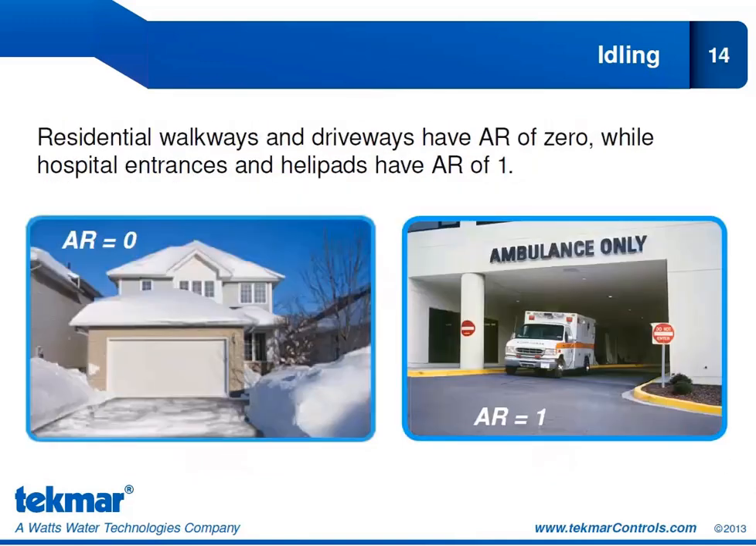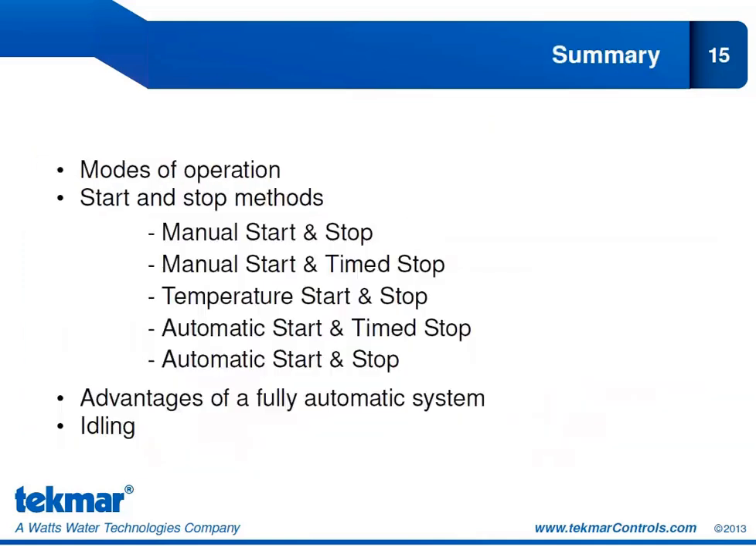So to take a look at a comparison here for the snow-free area ratio. On the left-hand side, we're showing a residence, and we can see there is snow accumulation on the slab. The snow is falling and is not melting immediately. That would represent your typical AR of 0. If we look to the right, we can see a hospital entranceway. In this case, there is no snow. This is a critical safety area, so the AR would be 1.